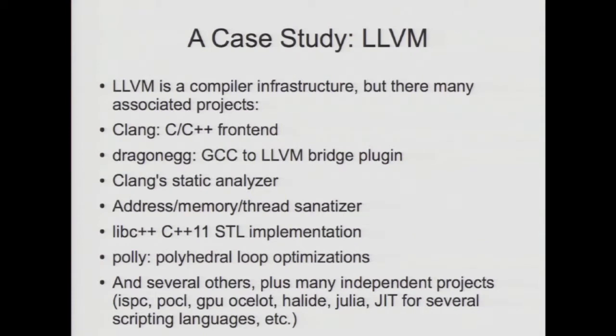LLVM, I said, is a compiler infrastructure. There are lots of other pieces that go along with it. There are sub-projects. The largest is Clang, which is a C and C++ front end. So you put Clang with LLVM, and you get a C, C++ compiler. GCC is improving, but I think Clang is certainly well known, if for nothing else, for having the most understandable error messages of any C++ compiler. So the people who work on the front end take the front end piece of that very seriously.